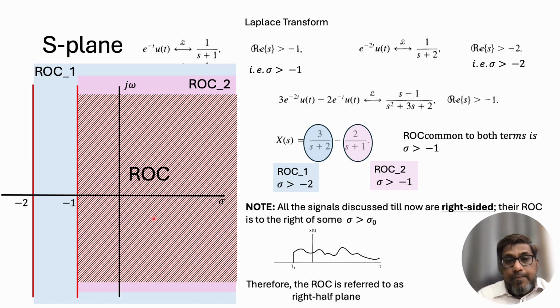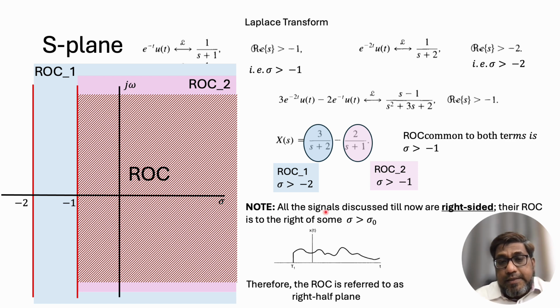Therefore, the common area is the area to the right of the line sigma equals minus 1. This entire region to the right of sigma equals minus 1 is the combined ROC for both the components. So the signal x of t, which is a linear combination of these two individual components, has an ROC which is to the right of sigma equals minus 1.